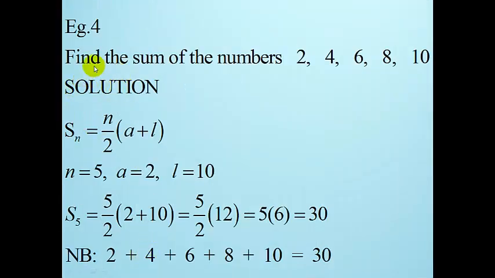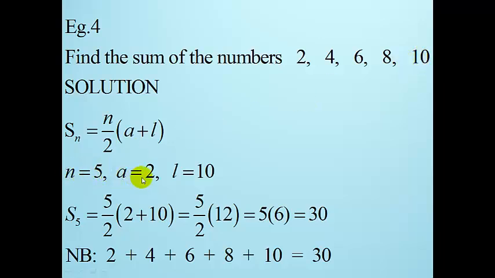Now, let's consider this example. Find the sum of the numbers 2, 4, 6, 8, and 10. The first term is 2, and the last term is 10. Now, we know the last term, and so we use the formula Sn equals n over 2 into bracket a plus l. We know that n is the number of terms, a is the first term, and l is the last term. When we count the number of terms, we have 1, 2, 3, 4, 5, and that is why n is equal to 5.